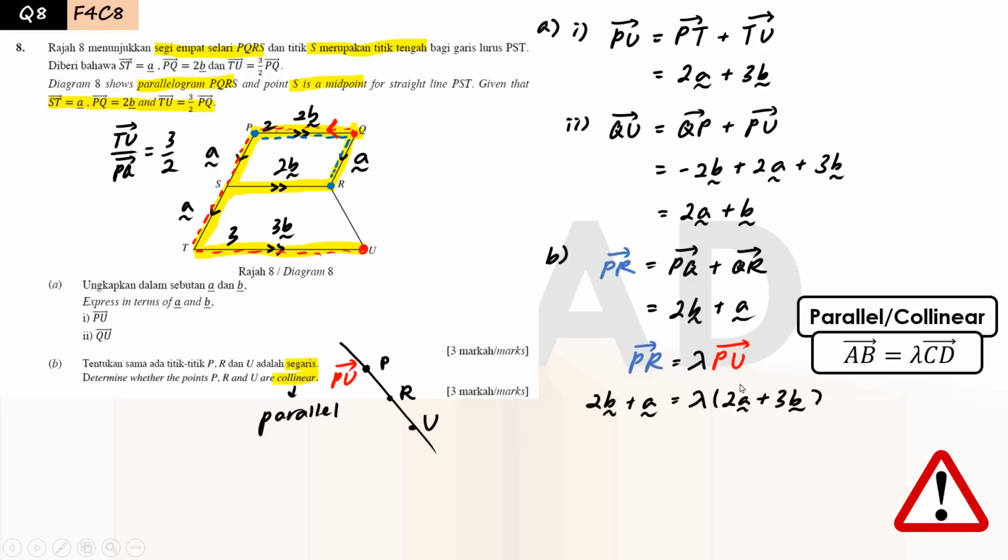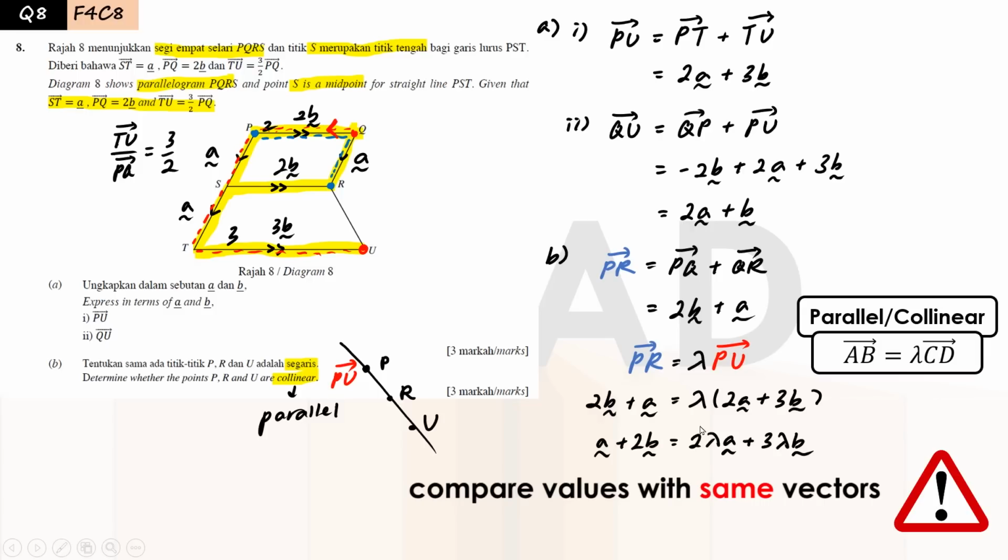So now, to prove whether these 2 vectors are parallel or collinear or not, we need to find the value of lambda. To find this value of lambda, we need to compare the values that vector A has, and at the same time compare the values that vector B has. So there will be 2 sets of answers. Here I am going to compare the value of vector A, which is 1, with 2 lambda, and for vector B, I'm going to compare 2 with 3 lambda.